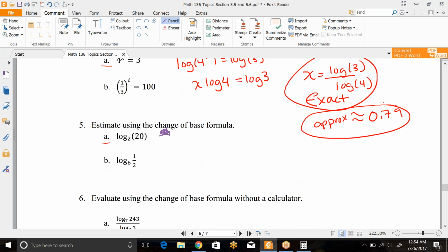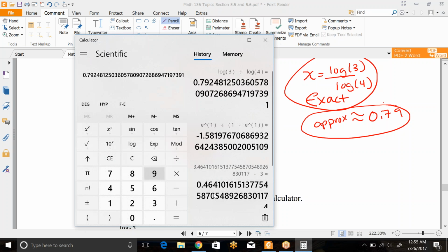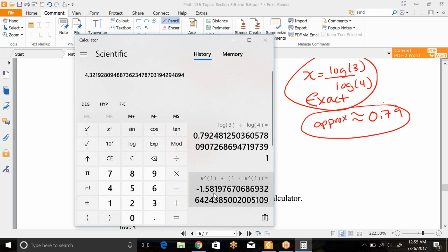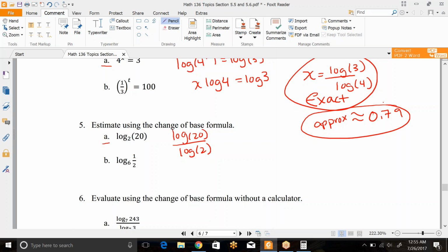This one we're just using change of base only. Change of base says if you have a base that's not on your calculator, so 2 or 5 or something like that, you can change it to base 10 or base e by always using the top argument is going to be the original argument, and the bottom argument is going to be the original base. So log 20 divided by log 2. So I'm using base 10. So log 20 divided by log of 2 is 4.32.